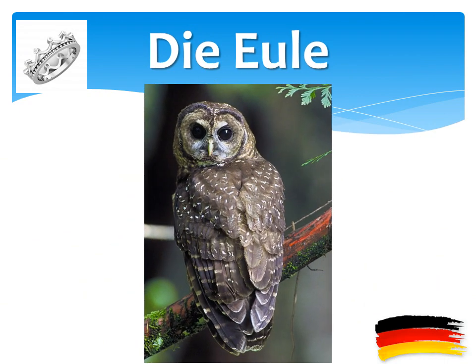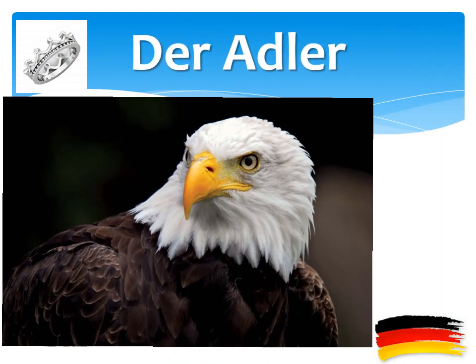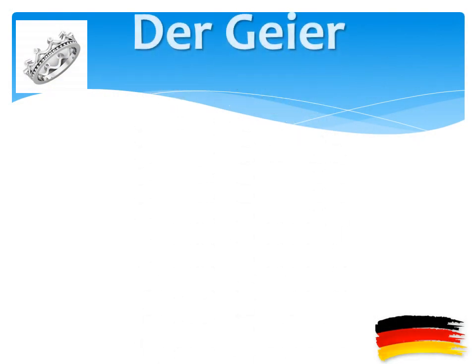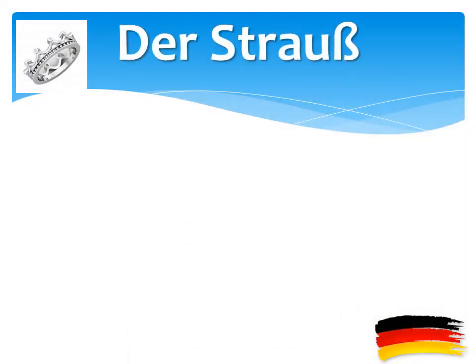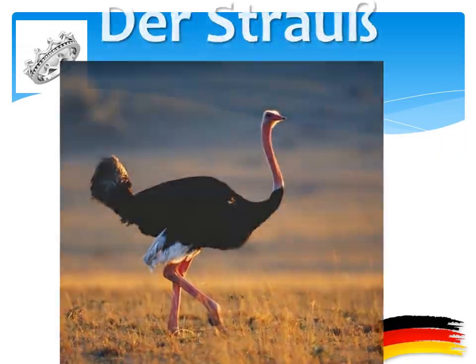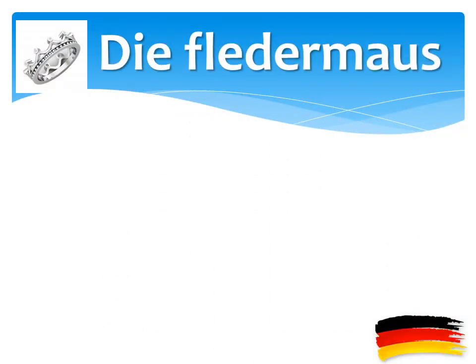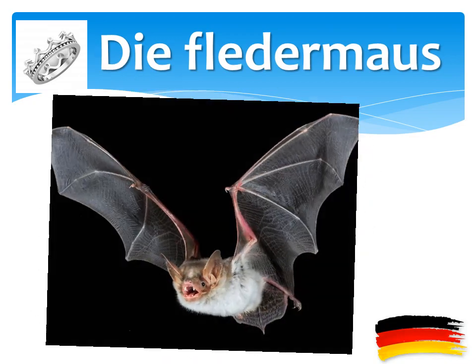Der Euler is the owl. Der Adler, the eagle. Der Geier, vulture. Der Strauss. The Fledermaus. Any guess what this animal is? The Fledermaus. It looks like a mouse, but it flies. So it's called a Fledermaus. It's bat.